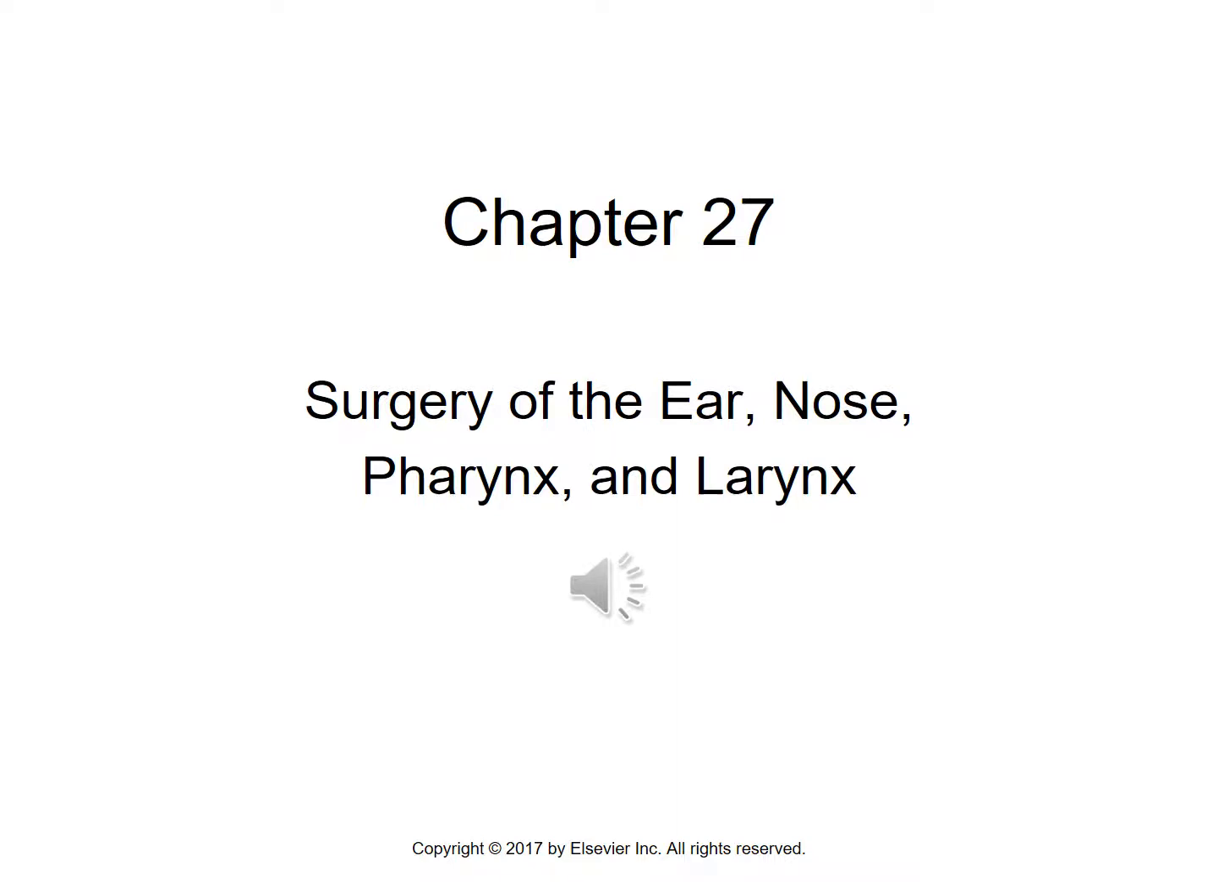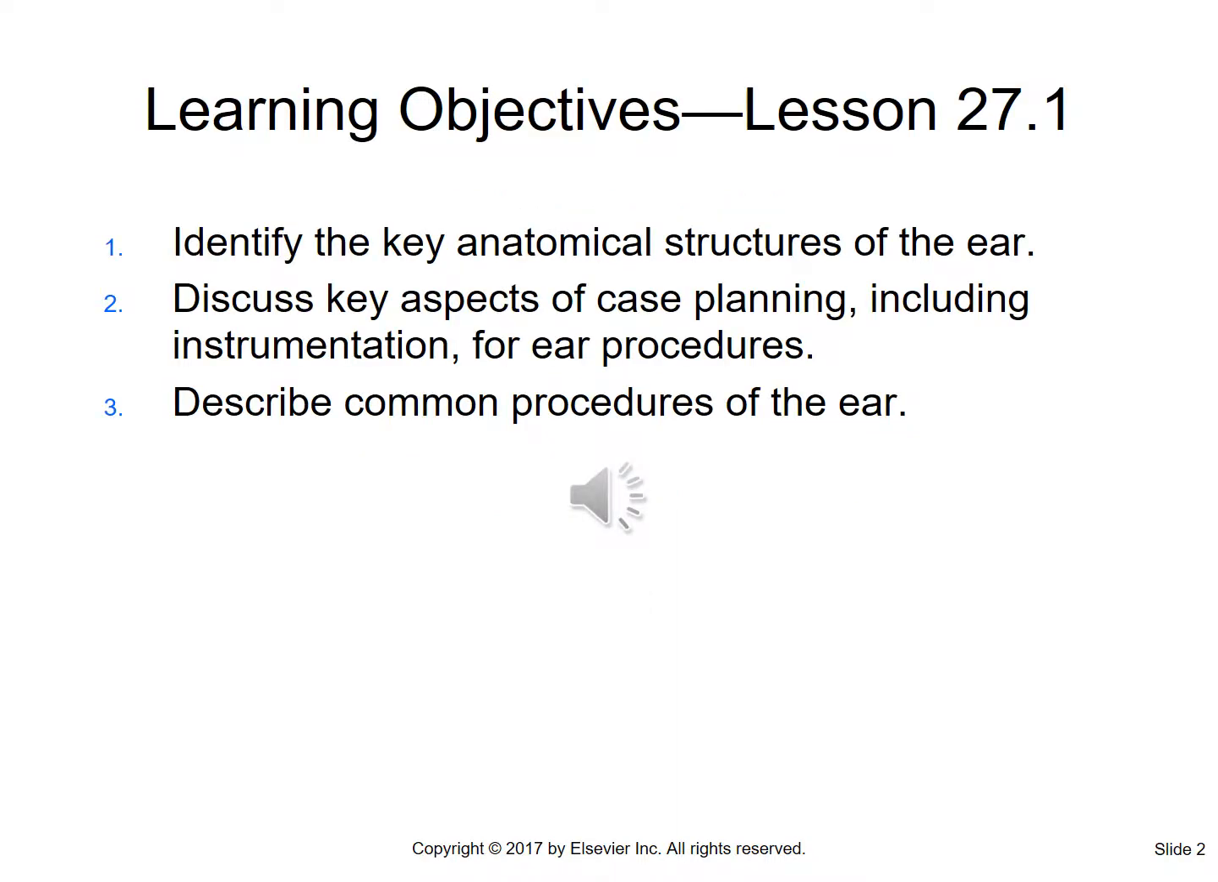Surgery of the ear, nose, pharynx, and larynx. Otorhinolaryngology. Anytime we do surgery on the ear, it includes outer, middle, and inner ear. In today's lecture, we will be talking about key anatomical structures.